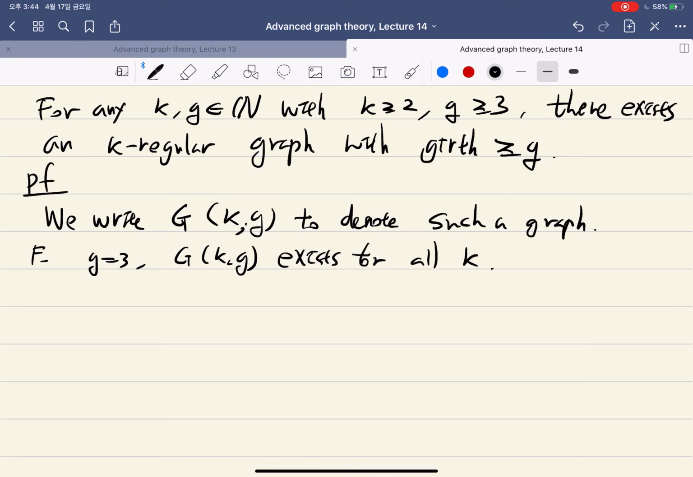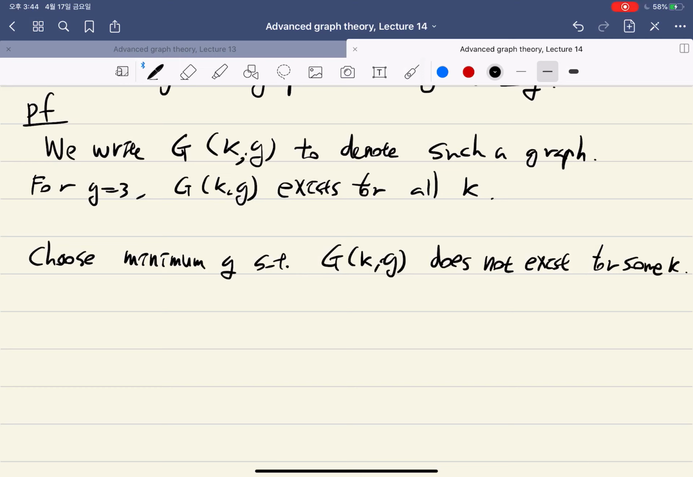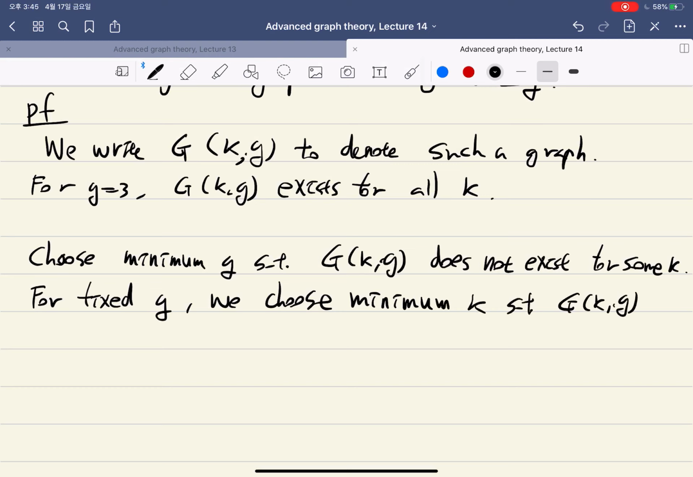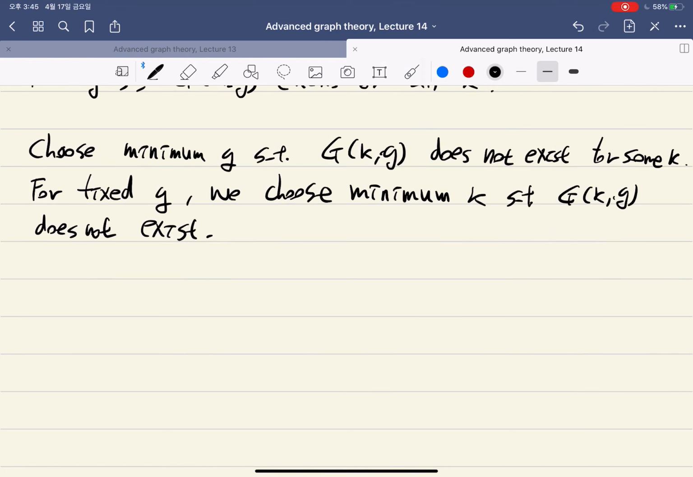Now we want to use induction on g. So we choose the minimum g such that G_{k,g} does not exist for some k at least 2, and we fix this g. For this fixed g, we choose the minimum k such that G_{k,g} does not exist. So this is a two-layered induction. We choose the smallest g, and then for that fixed g, we choose the smallest k such that this doesn't exist. Then we want to show that we can actually construct this G_{k,g} from other graphs which are given by the induction hypothesis.